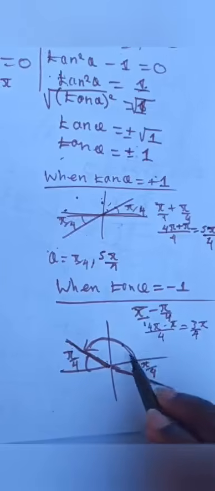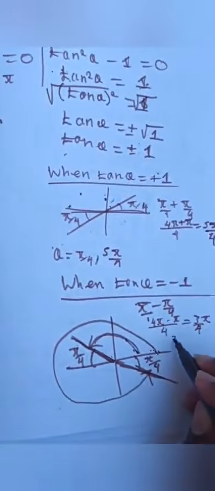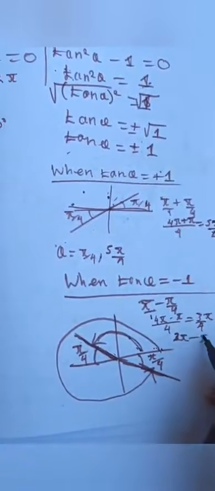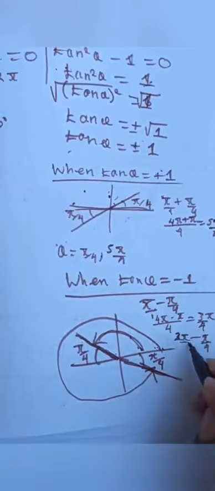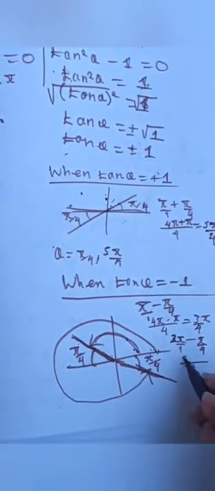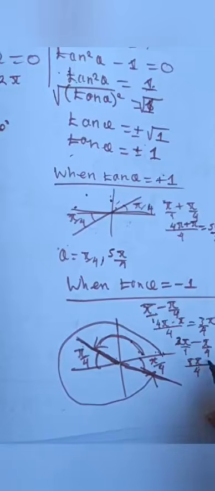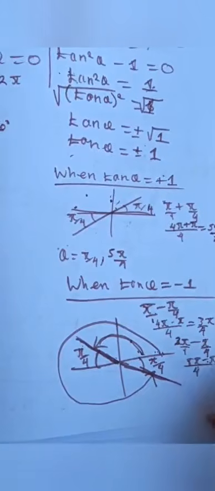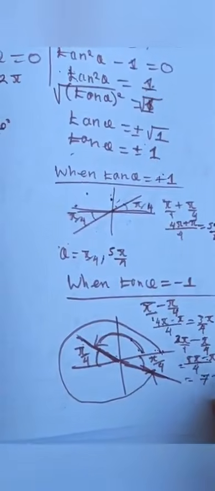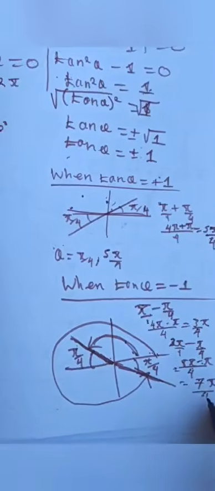And then from here to this angle here, it's going to be 360 degrees, which is 2 pi minus pi over 4. That's going to be 8 pi minus 4 pi, so here we're going to have 7 pi over 4.